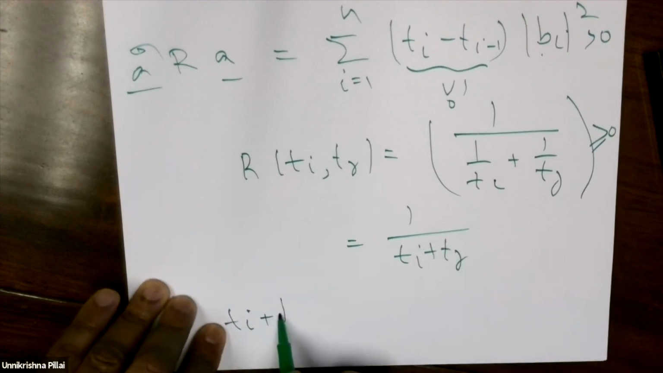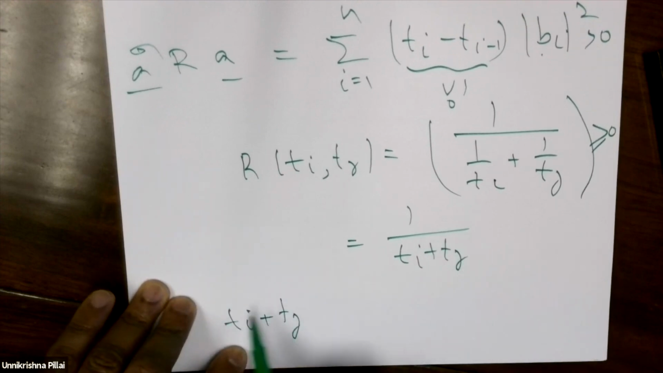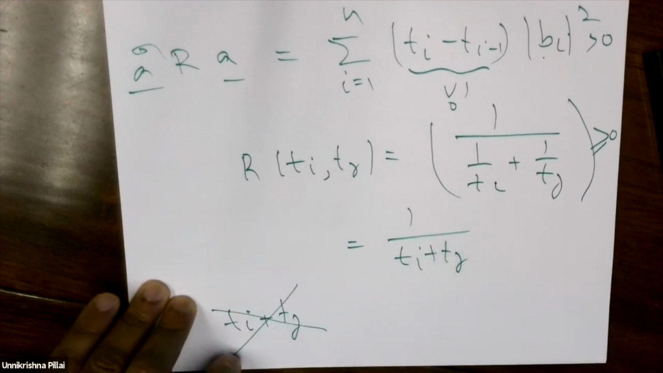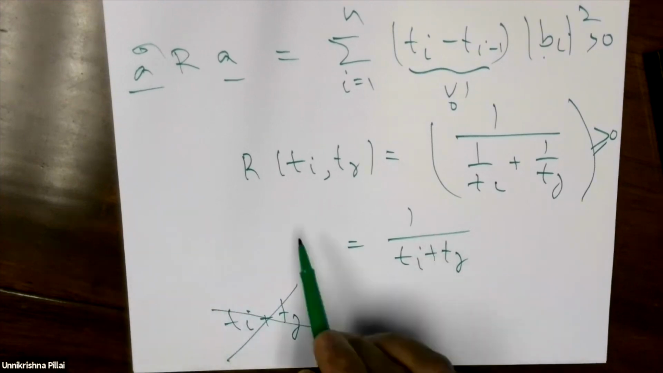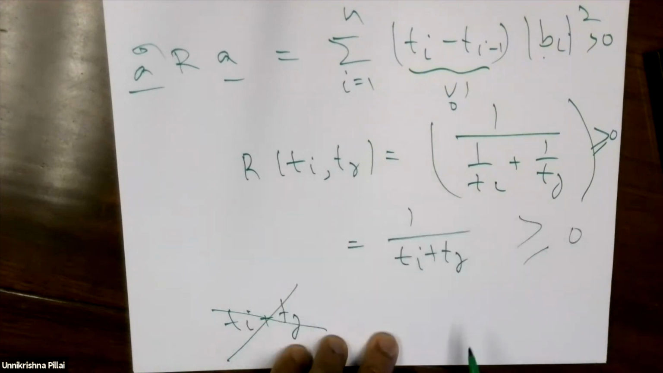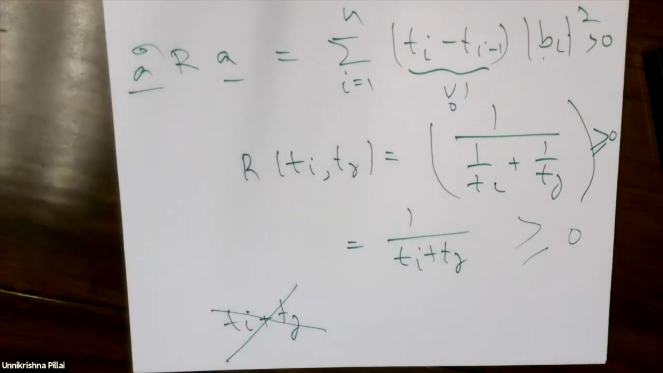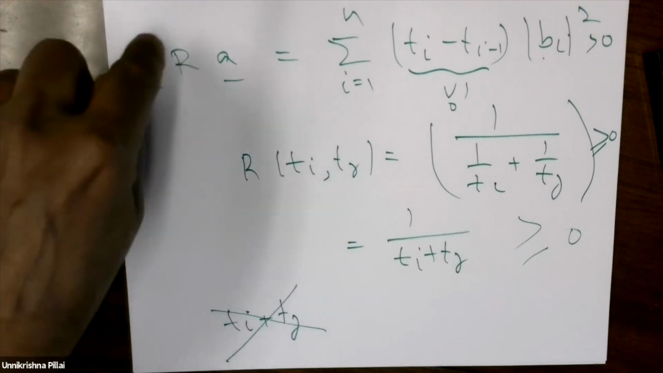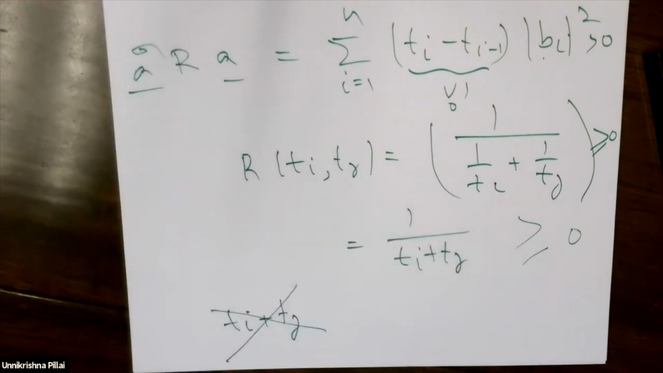For example, ti plus tj. But ti plus tj is not an autocorrelation function, but if you invert it, this is an autocorrelation function. Why? A few of these are not obvious to you, but for this function, you can show that if you create a matrix using these entries, that matrix is positive definite.